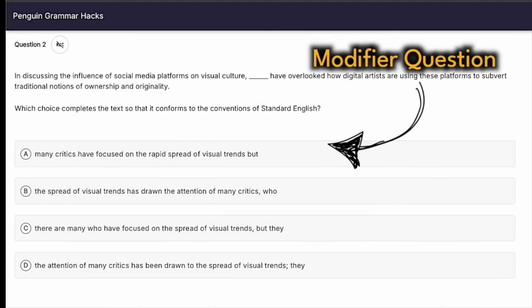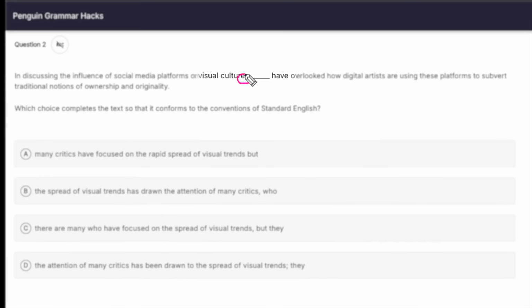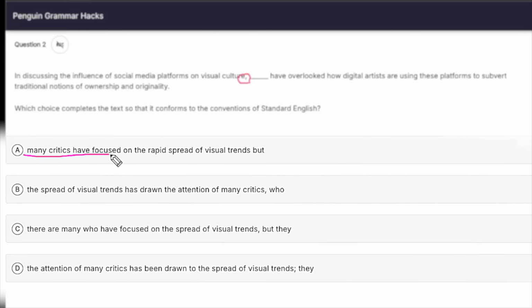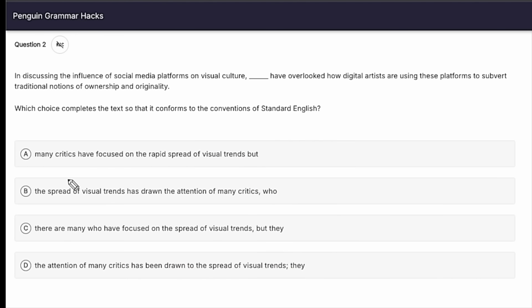Modifier questions can sometimes feel like that because when read aloud, every choice seems at least okay. You know you're dealing with one of these questions when there's a comma before the blank space and every single answer choice begins with a different grammatical subject. These might look scary, but they're actually really easy if you use the front flip hack. To perform the front flip hack, all we have to do is take our answer choices and throw them onto the beginning of the sentence with the blank space.